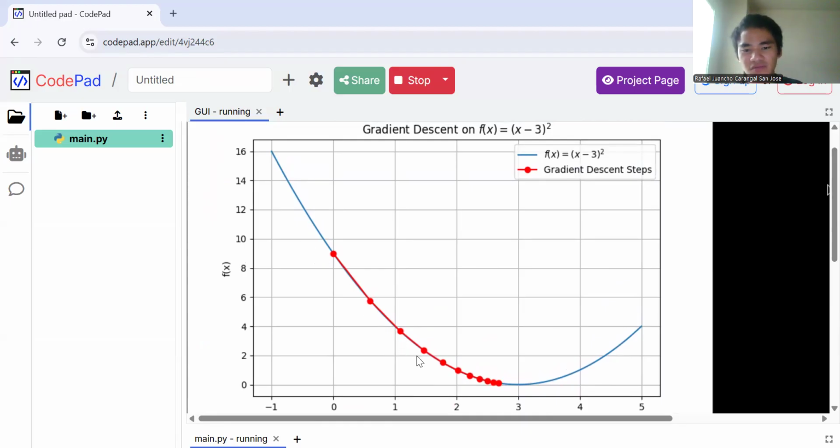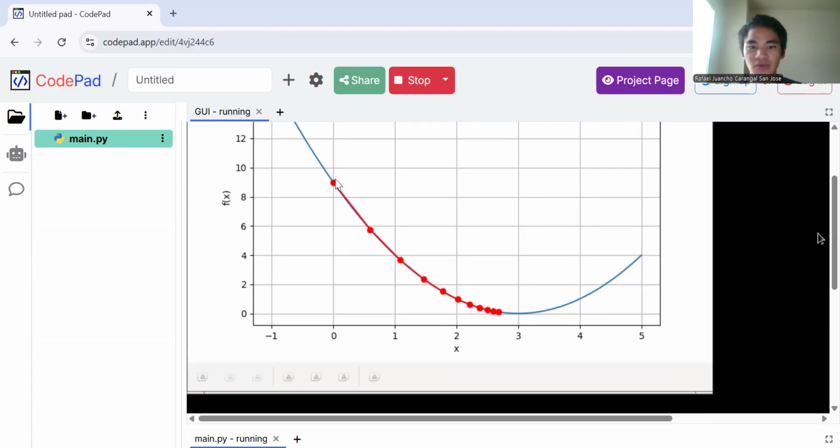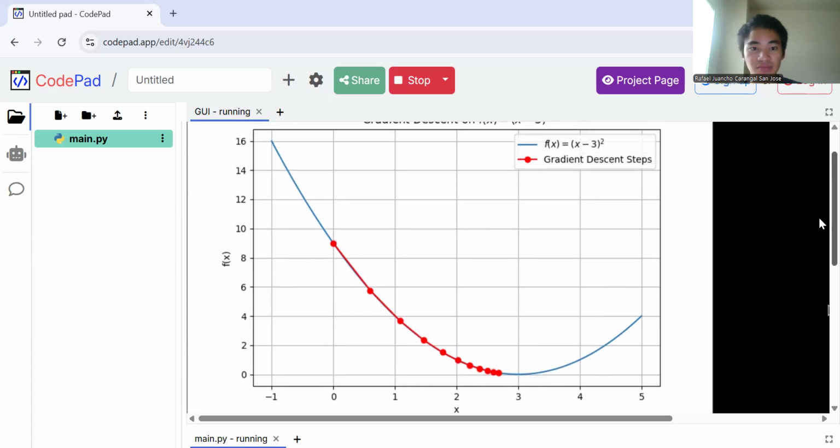So 1, 2, 3, 4, 5, 6, 7, 8, 9, 10. Apparently there's an 11 there. Not sure why. But those are the number of steps we took, and this is supposed to be 10 steps. Our initial point here was 0. We keep going: 1, 2, 3, 4, 5, 6, 7, 8, 9, 10. So we took 10 steps to get to that point.